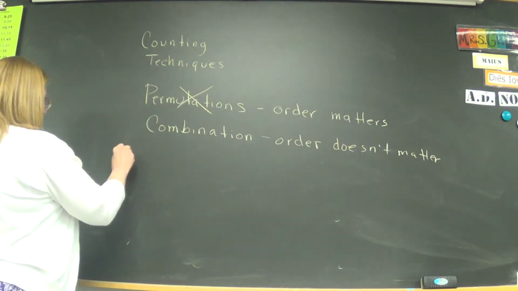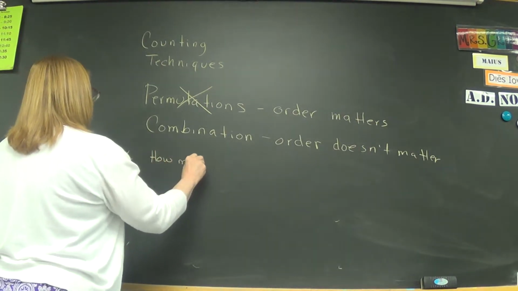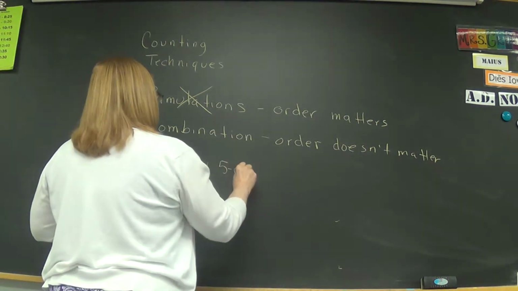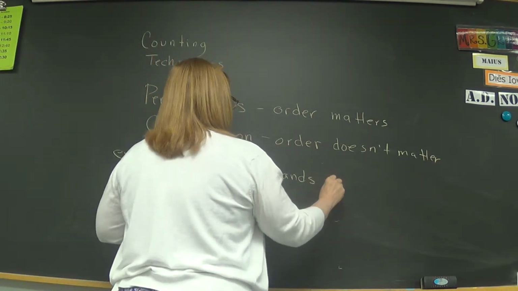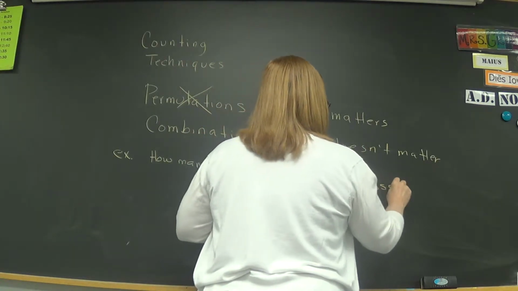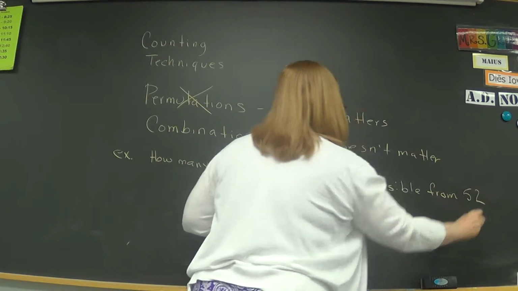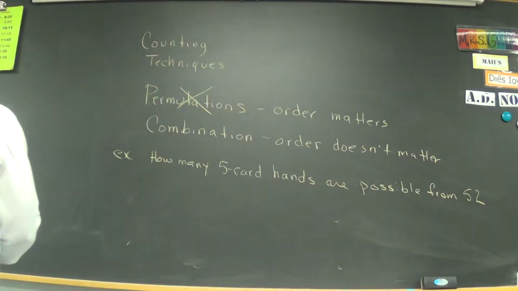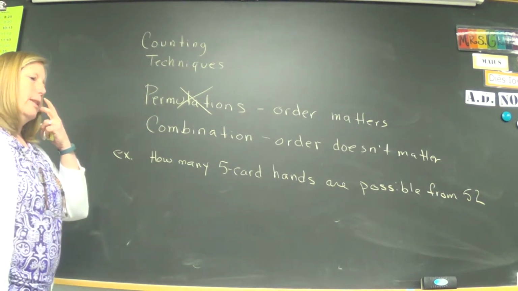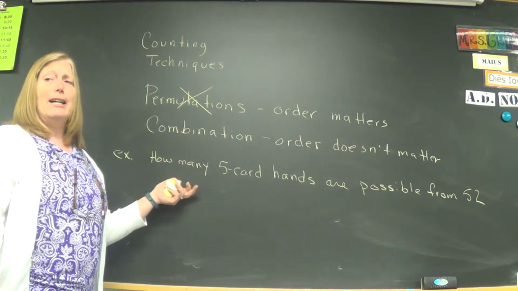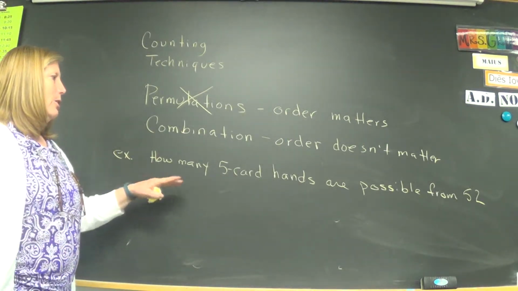Suppose, here's an example. How many 5-card hands are possible from a 52 card deck? I'll just say from 52, not counting jokers or any other odd things. A normal 52 card deck. Because first of all, the problem doesn't come out and tell you, is this a combination or a permutation? It won't. So you have to think.